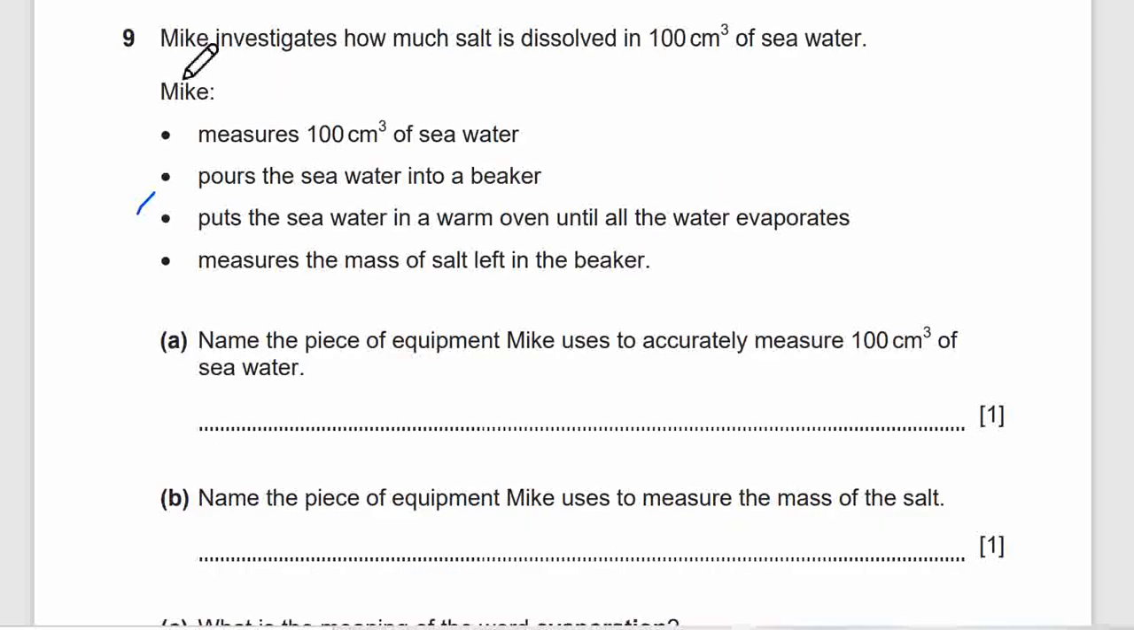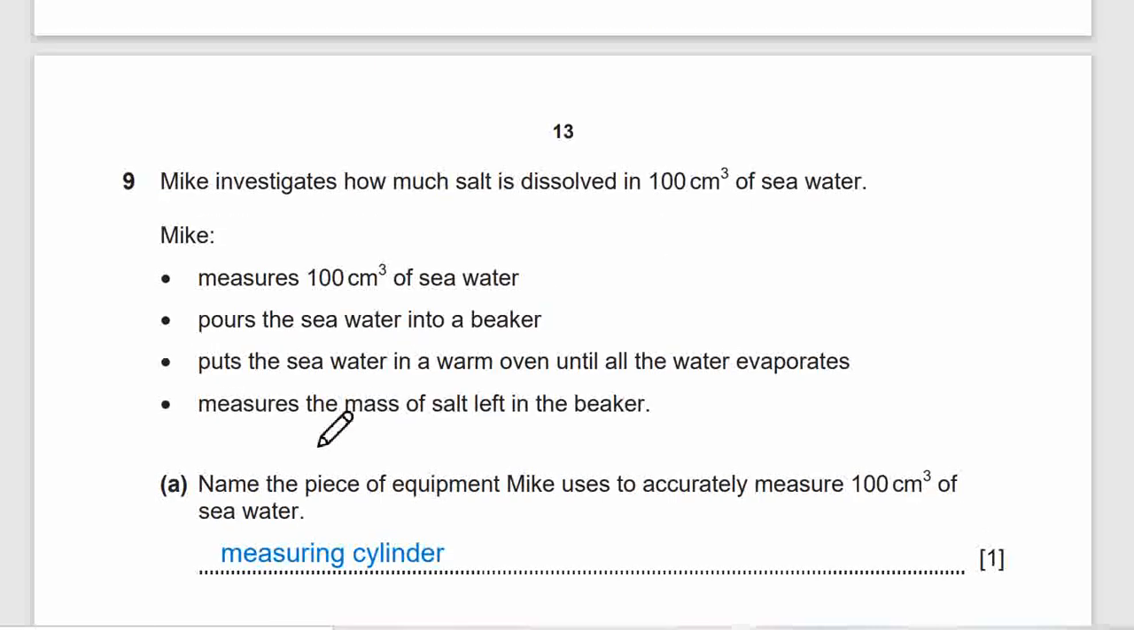Question 9. Mike investigates how much salt is dissolved in 100 cm cube of seawater. Mike measures 100 cm cube of seawater, pours the seawater into a beaker, and puts the seawater in a warm oven until all the water evaporates. Measure the mass of salt left in the beaker. Question A. Name the piece of equipment Mike uses to accurately measure 100 cm cube of seawater.